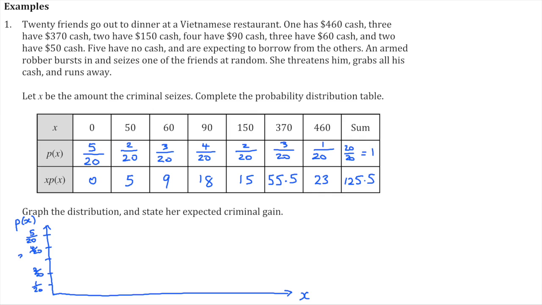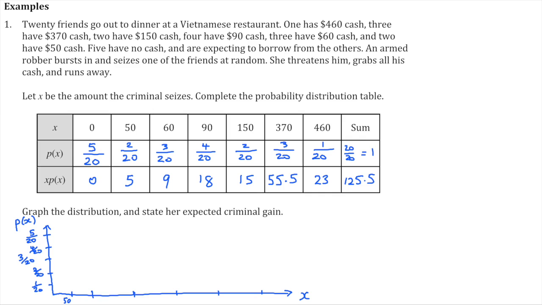Bit hard with my pen to fit that in, so hopefully you understand what I've done there. Now, money-wise, I'm going out to $460. So I might go, that's like $100, $200, $300, $400, $500. So $0, yep, $50 would be there.